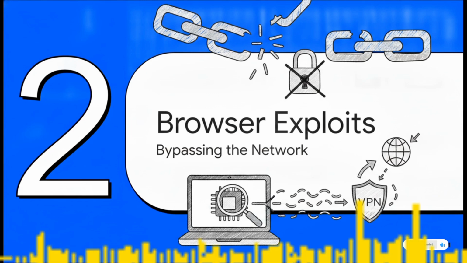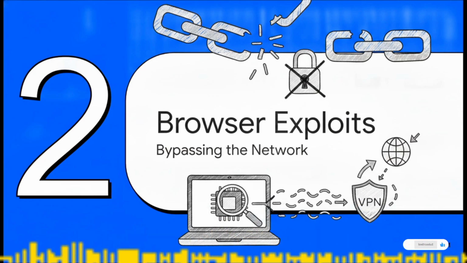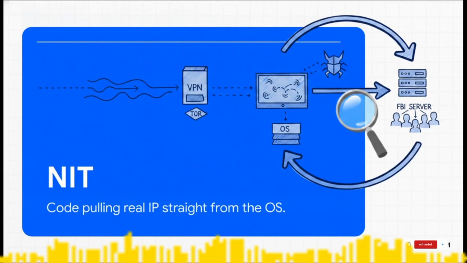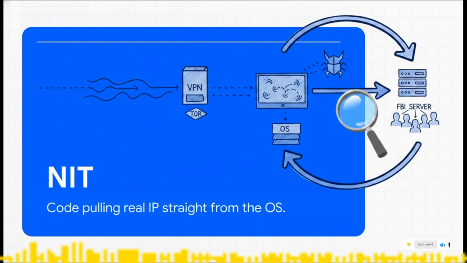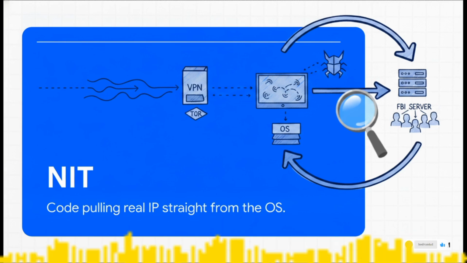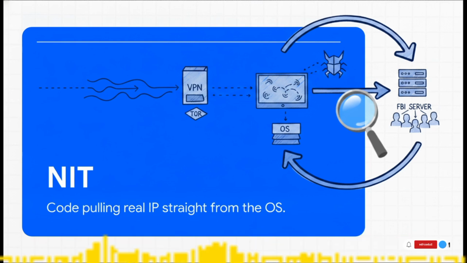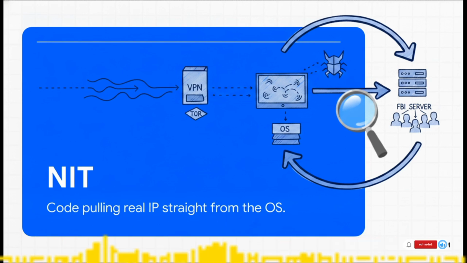Moving on to Section 2, direct browser exploits, or bypassing the network entirely. Because here's the thing, even if your VPN is completely bulletproof, investigators still have a workaround. They can completely bypass your network encryption by targeting your computer directly. They use this highly effective tool known as a network investigative technique, or a NIT. You see, your VPN and Tor protect your network traffic, but they cannot protect you from malicious code that runs directly inside your machine.